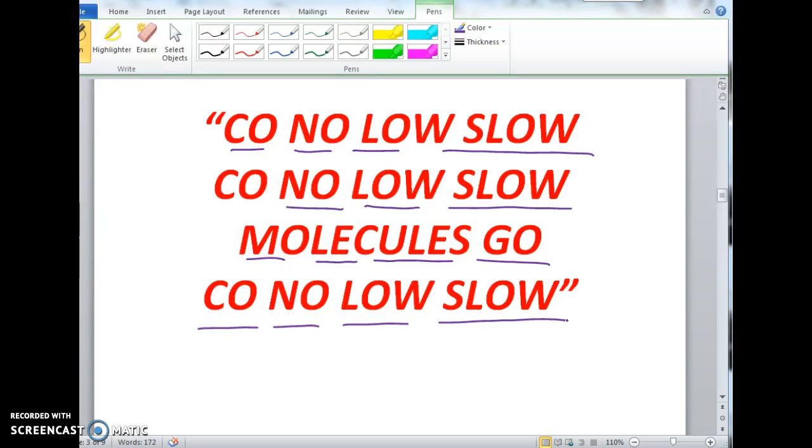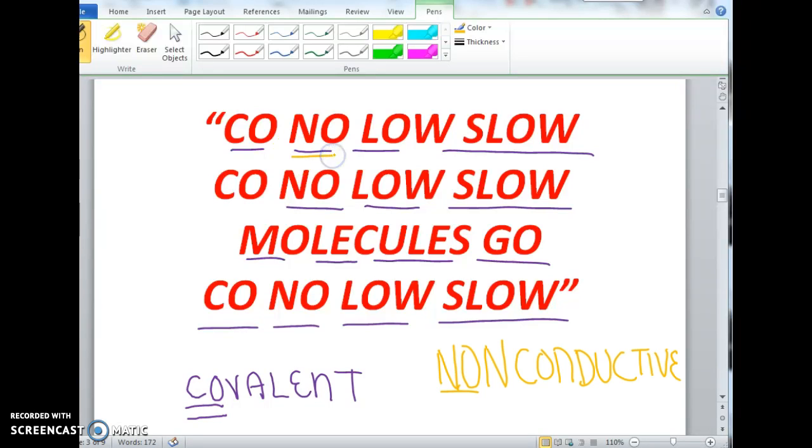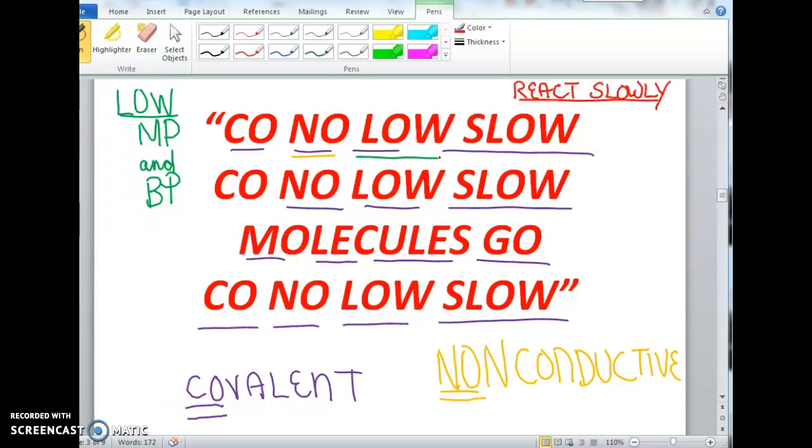This little song is meant to remind you about the properties of molecules. First of all, the CO stands for covalent bonds. The NO stands for non-conductive. The LO stands for low melting point and boiling point, which is generally true, particularly for smaller molecules. And how do molecules go? Molecules go slow, meaning they react slowly. There are a lot of bonds to break. So if you had the choice between free ions and molecules, you're always going to say the free ions react fast, but the molecules react slow.